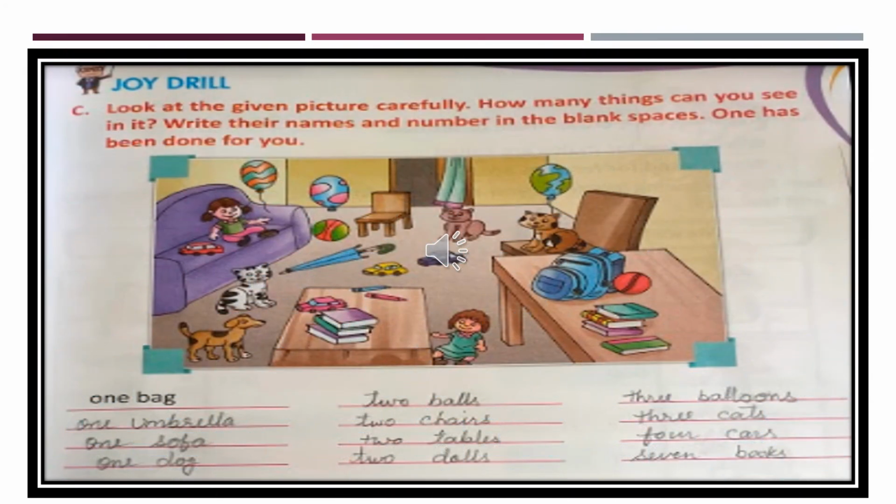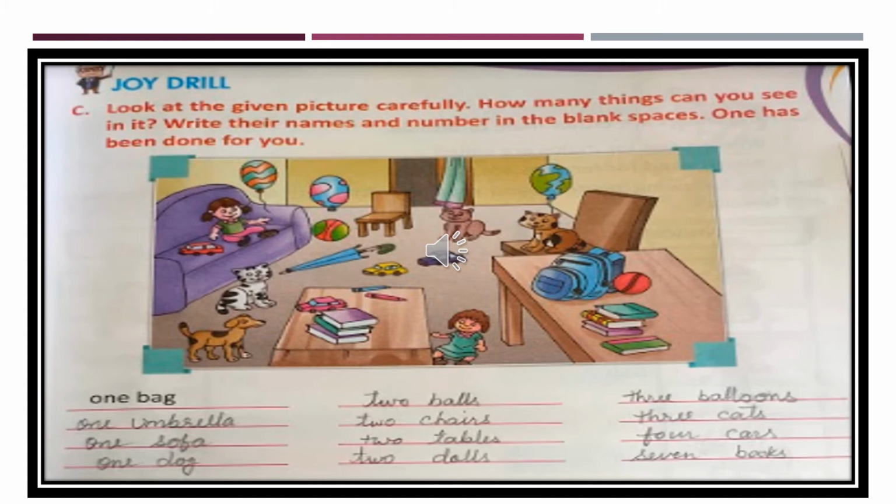Here we have to see the pictures carefully and we have to write their names and number in the blank spaces. One bag, one umbrella, one sofa, one dog, two balls, two chairs, two tables, two dolls, three balloons, three cats, four cars, seven books. Here all the singulars are written singular and all the plurals are written with s.